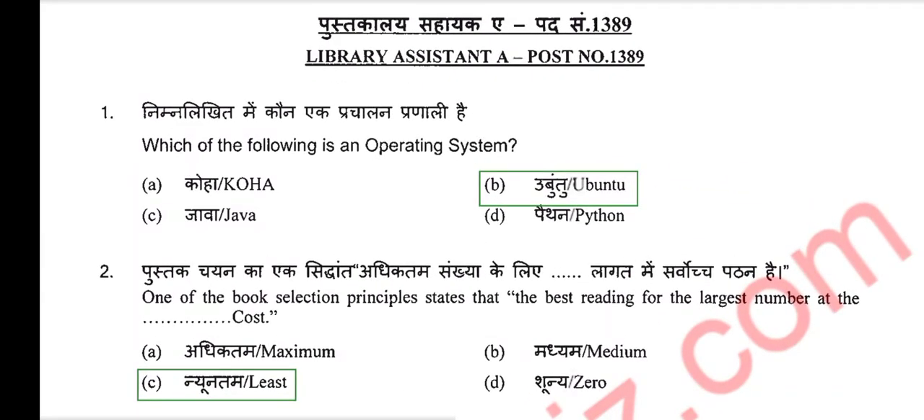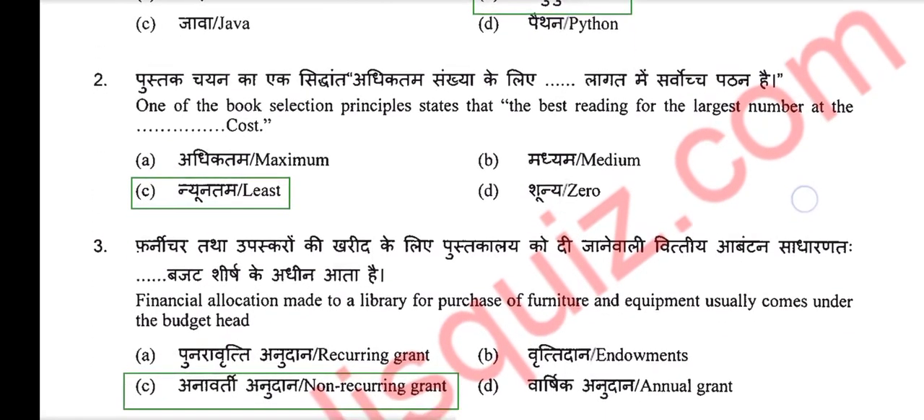Let's come to the first question, that is, which of the following is an operating system? The correct option is Ubuntu. Question number second, one of the book selection principles state that the best reading for the largest number at the least cost, and the option is C, least.